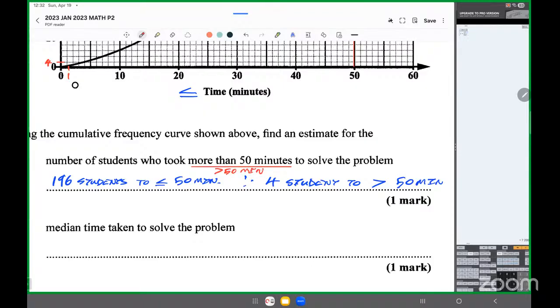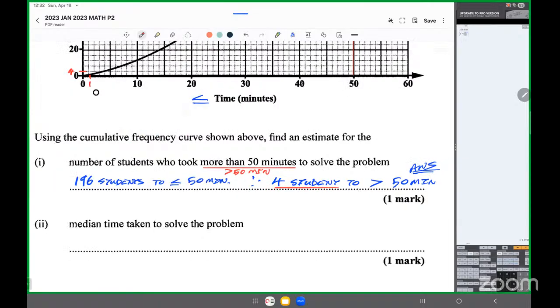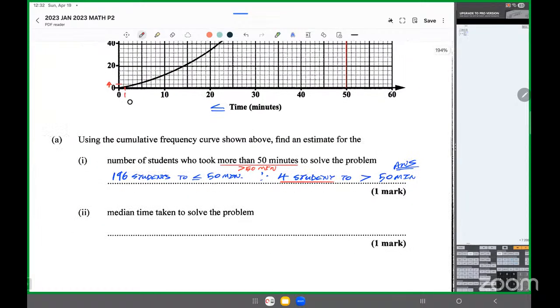So the answer is this. This is the answer right here. 4 students. 4 students took more than 50 minutes. But understand that? 196 took less, a total of 200, so 4 took more.